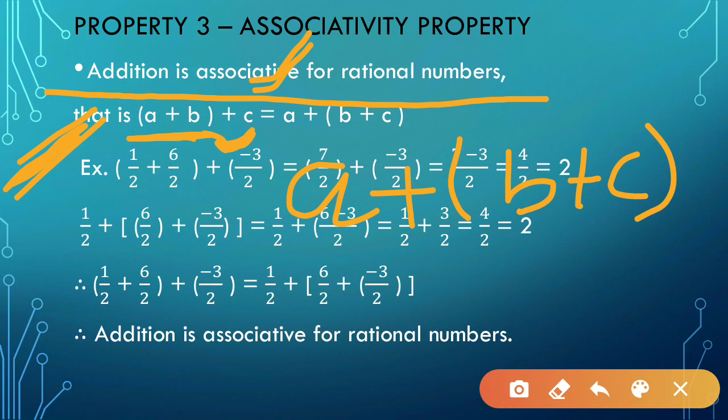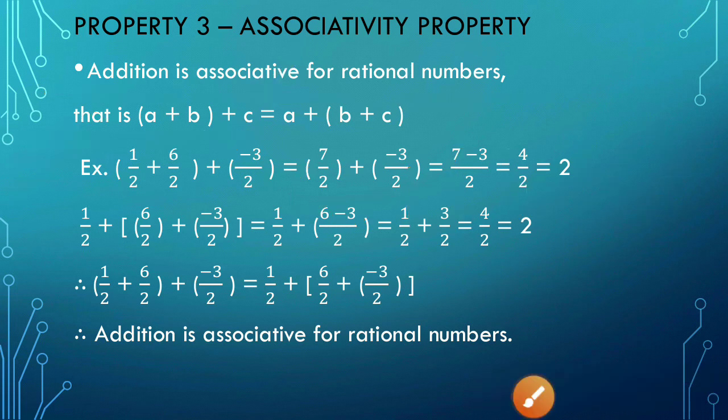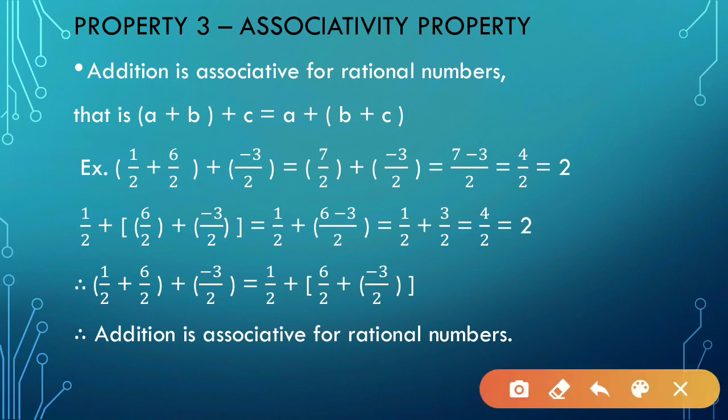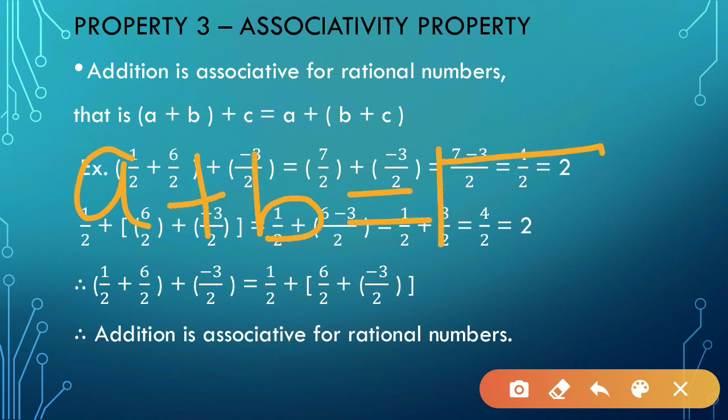Students, what you need to do is learn all the necessary conditions of the property. Like in our previous video, we studied closure property. So what was the necessary condition for closure property? When you add two rational numbers and again get a rational number, then the rational numbers are closed under addition.